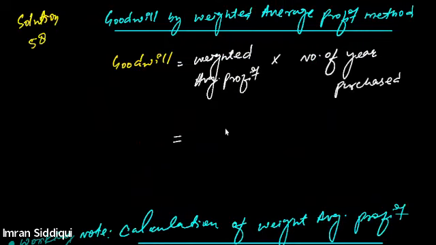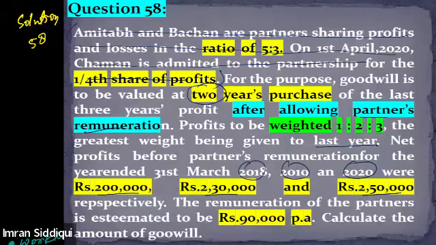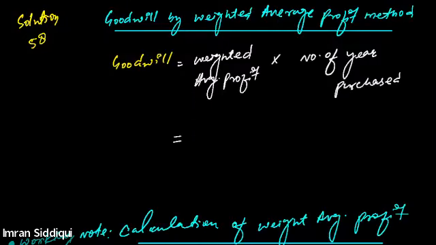All right, again. See, guys, in this question, again, we need to find out the goodwill by the weighted average profit method. And for that purpose, we will apply the same formula one more time: weighted average profit into number of years purchase. The number of years purchase is again given in the question, that is 2 years purchase. So we are already clear about it, and we can write this here, 2 years purchase. We just need to find out the weighted average profit.